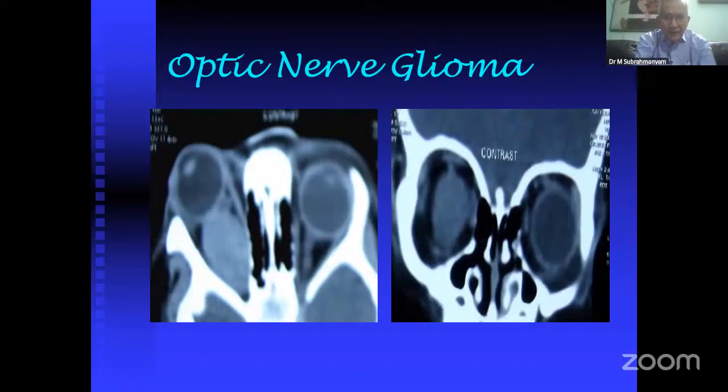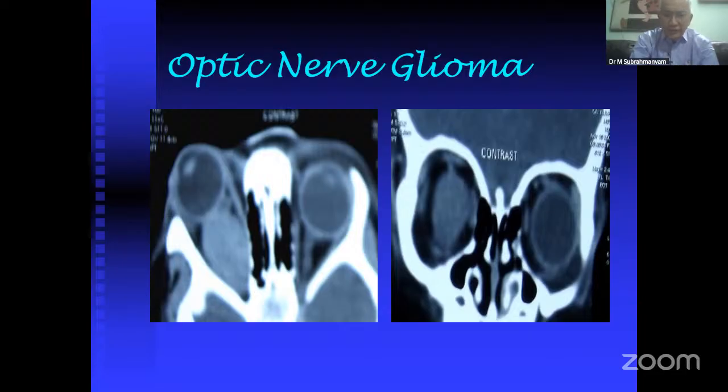Here is a case of optic nerve glioma. When you see a mass in the intraconal space in the coronal section, the first thing that you have to look at is: is it separate from the optic nerve, or is it arising from the optic nerve? Since the optic nerve could not be seen, that means it is an optic nerve tumor. The two most important tumors of the optic nerve are optic nerve glioma and optic nerve sheath meningioma.